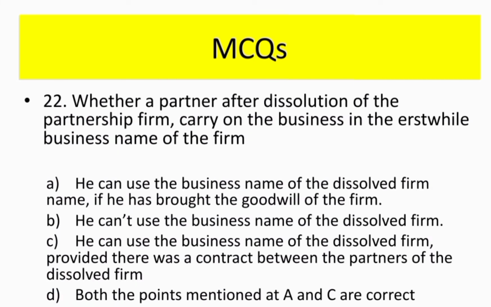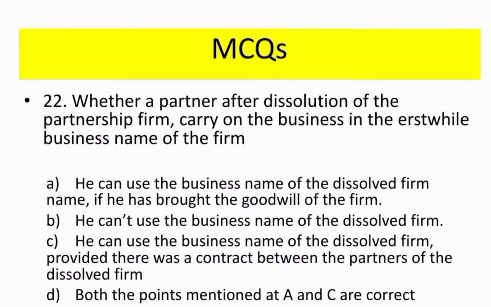Question number 22. Whether a partner after dissolution of the partnership firm can carry on the business in the erstwhile business name of the firm. So any partner who, after the dissolution of the partnership firm, carries on the business in the former business name of the firm, what are the remedies? What can he do? So the first option says he can use the business name of the dissolved firm if he has bought the goodwill of the firm.